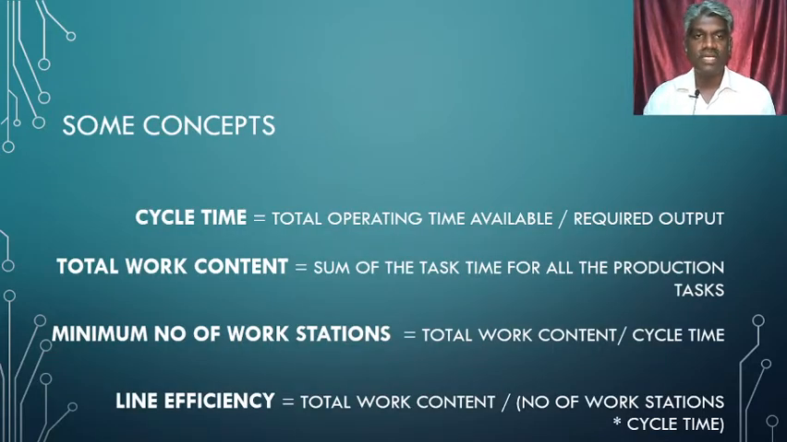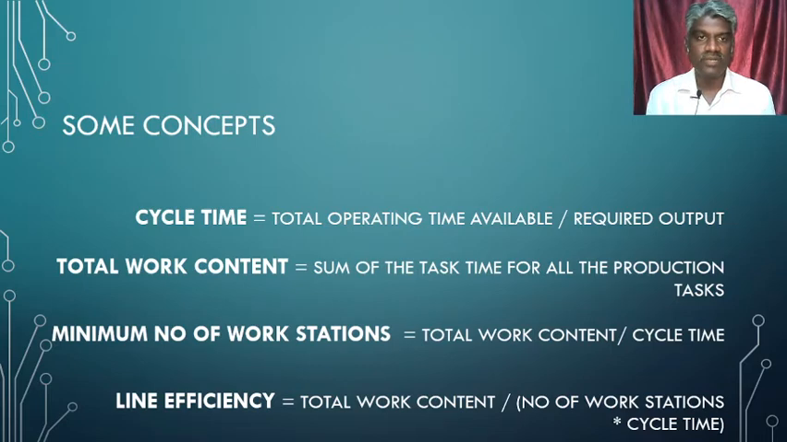And we need to understand some concepts in line balancing. We have concepts like cycle time, total work content, minimum number of workstations, and line efficiency. Cycle time is the total operating time available divided by the required output. For one shift or for one day, the company may be producing a particular number of output, and we are going to divide the total operating time available for operations by that number.